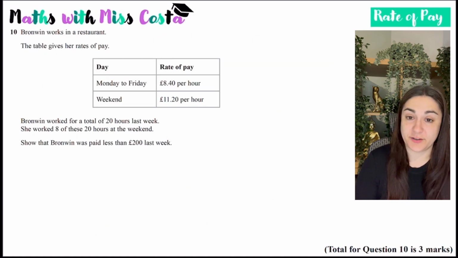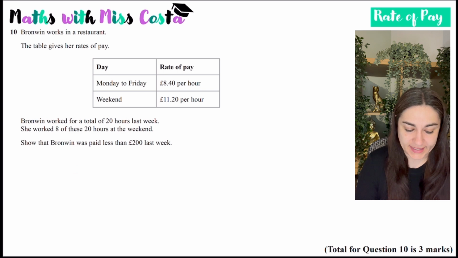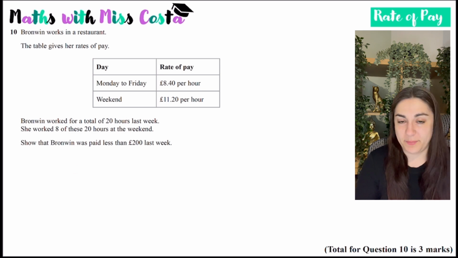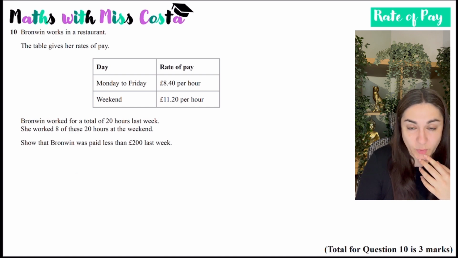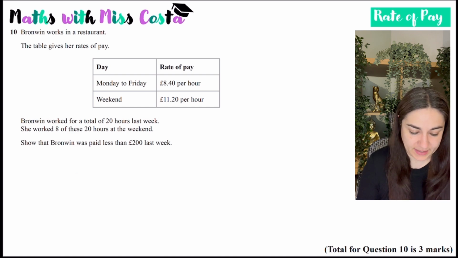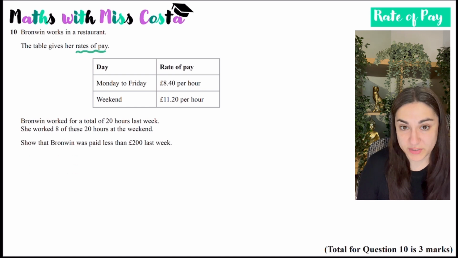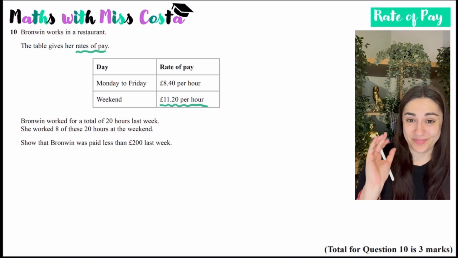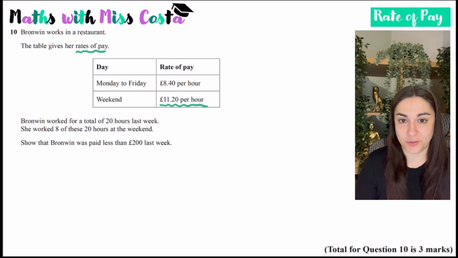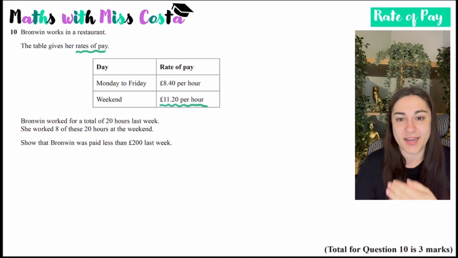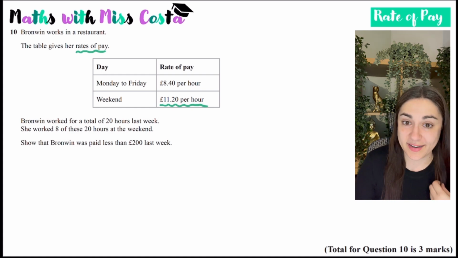Okay, next I've got a rate of pay question. Now, what this means is essentially how much you're getting paid per hour. So rate of pay is your pay per hour. So Bronwyn works in a restaurant, and the table gives her rates of pay. So on Monday to Friday, she earns £8.40 per hour. And on the weekend, she earns £11.20 per hour. So this is very common, especially for things like restaurants or retail shops. You get paid more on the weekend because people want to have fun at the weekend. Most people work Monday to Friday, and so therefore, if you work at the weekend, you get paid more.